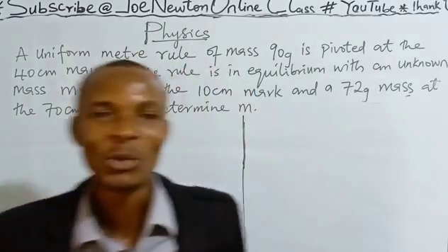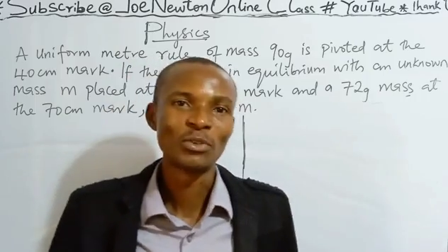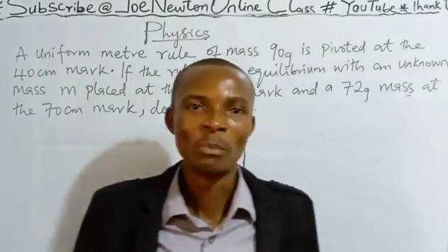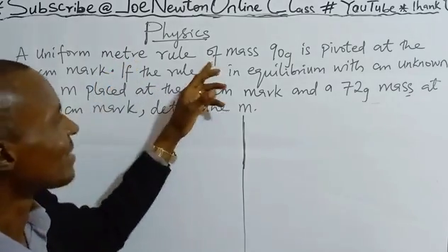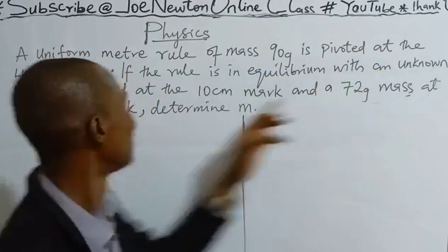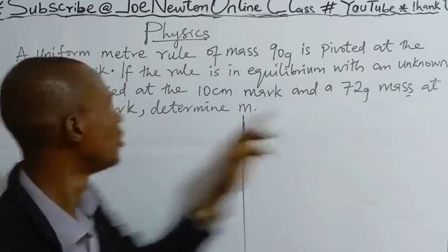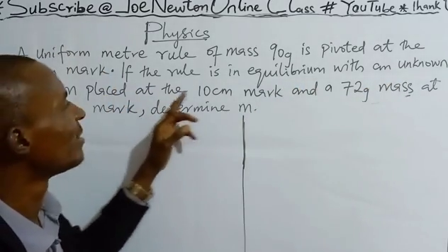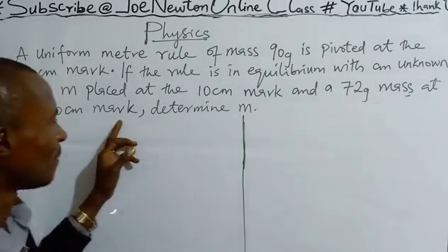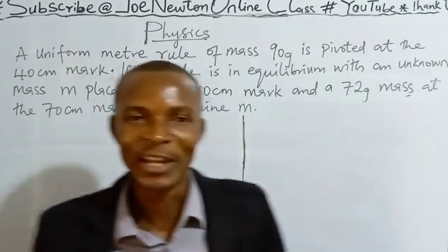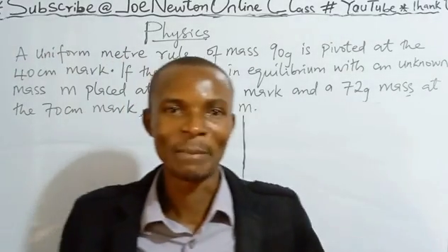In this video, I want to solve this particular question on the board, which is a topic in physics taken from moment of forces or a principle of equilibrium of forces. Now let's look at the question. A uniform meter rule of mass 90 grams is pivoted at the 40 cm mark. If the rule is in equilibrium with an unknown mass m placed at the 10 cm mark and a 72-gram mass at the 70 cm mark, determine m. So we are expecting to find the unknown mass m that keeps the body in equilibrium when the other masses are suspended at other points.